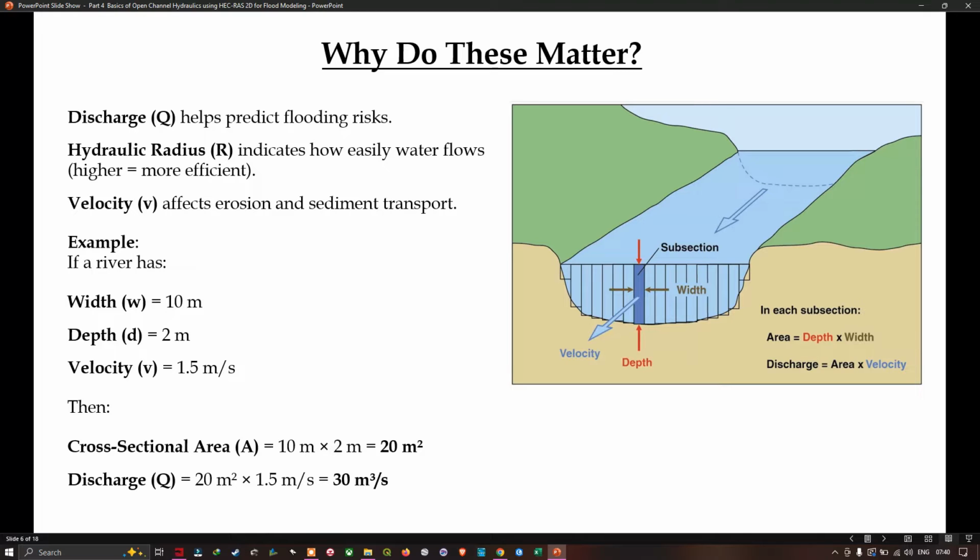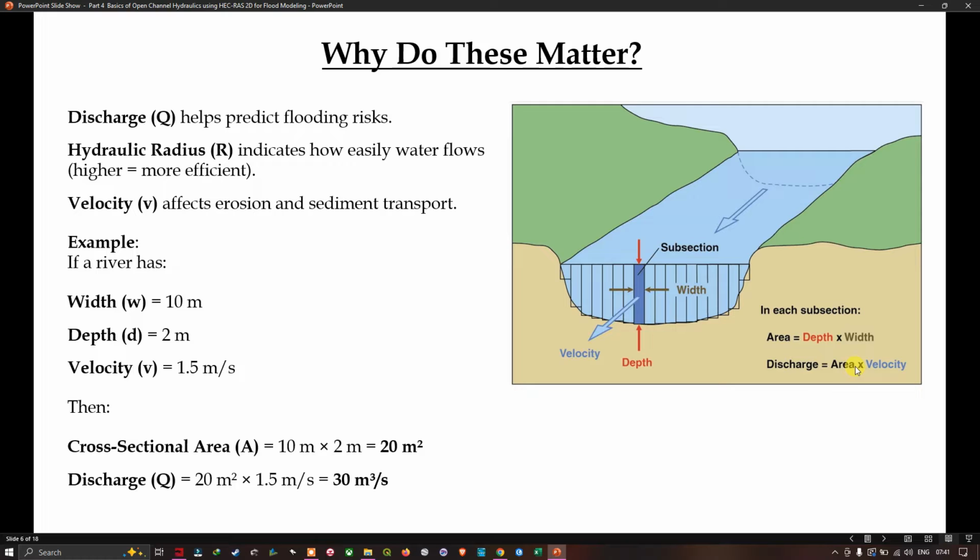We can see from this figure that the width is from the left bank to the right bank, followed by the depth, which indicates the distance from the top level of the water to the bottom of the river channel. And the velocity is the speed at which the water travels. The formula for calculating the cross-sectional area is depth multiplied by width, followed by the discharge, for which we use area multiplied by velocity.